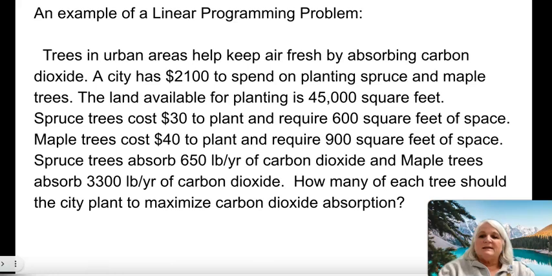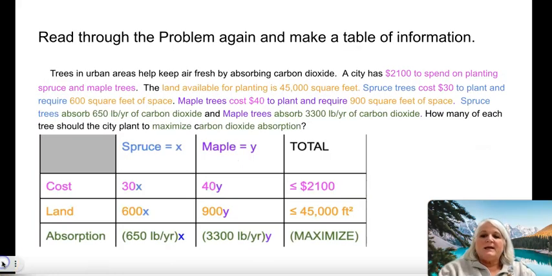So the first thing that is done is that I'm going to want to make a table. And to make the table, I have to read through the problem again and find out what are they asking me and what are those numbers that they're referring to. What do I not know? So what are my variables? And how do I put this into equations?